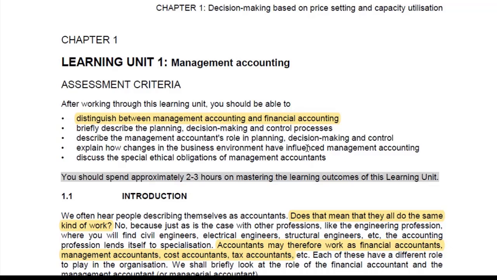Let's say a company wants to make a loan, they will go to a bank using their financial statements. Those financial statements would be prepared by a financial accountant, right? They look at the trial balance, all of those things that add up to the financial statements. Then you have another type of accountant, that's a management accountant.